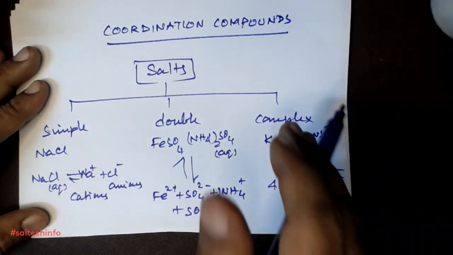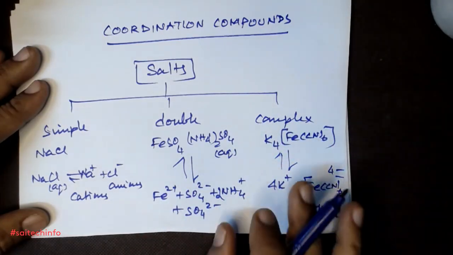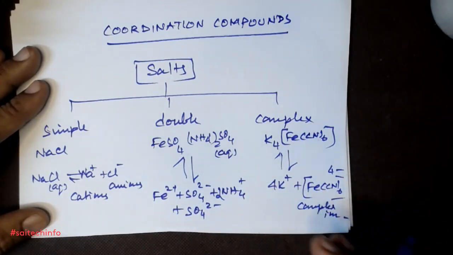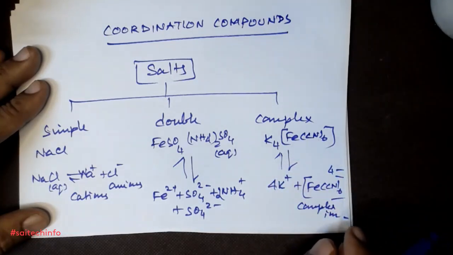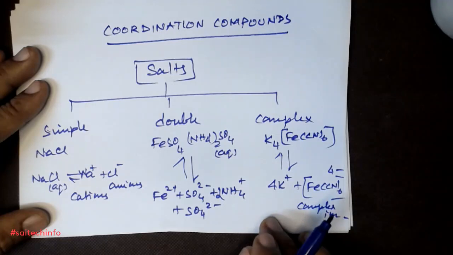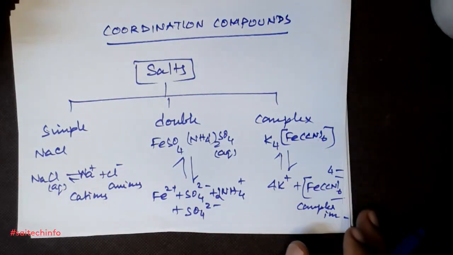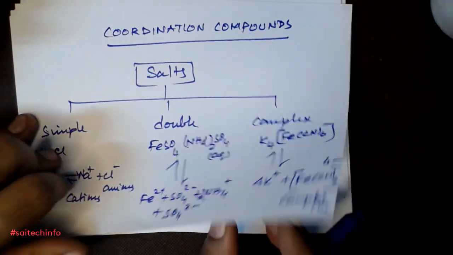It was not isolated as Fe2 plus, CN minus, and 4K plus. Instead, they form as a group and are available as a complex anion and a cation, and that is why they are called complex compounds or complex salts. So these complex salts were the basis of coordination chemistry.